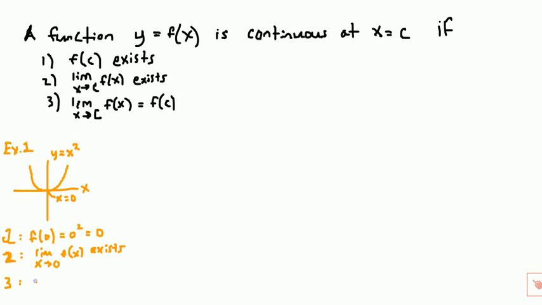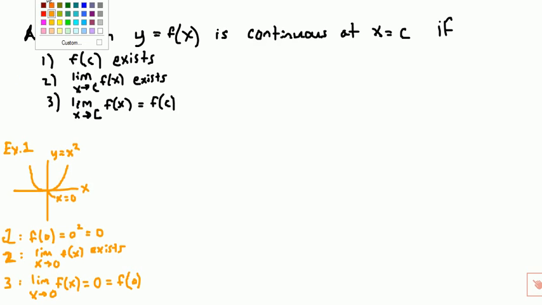Now for the third condition, the limit as x approaches 0 of f of x has to equal f of c. Well, we showed that f of c was 0 in the first part, and we know that this limit equals 0. So since this limit equals 0, and that equals f of 0, all three conditions are met. This function is continuous at 0. It's actually continuous everywhere. Let's do another example.